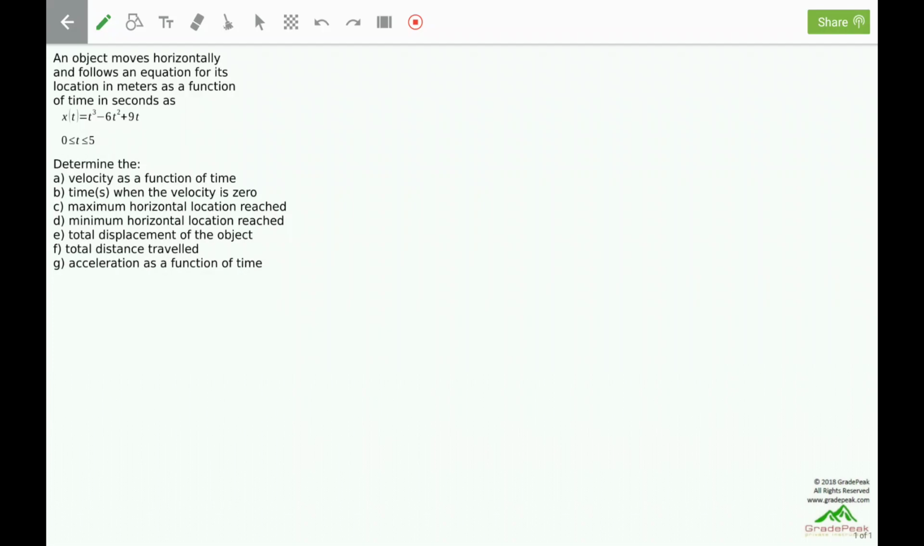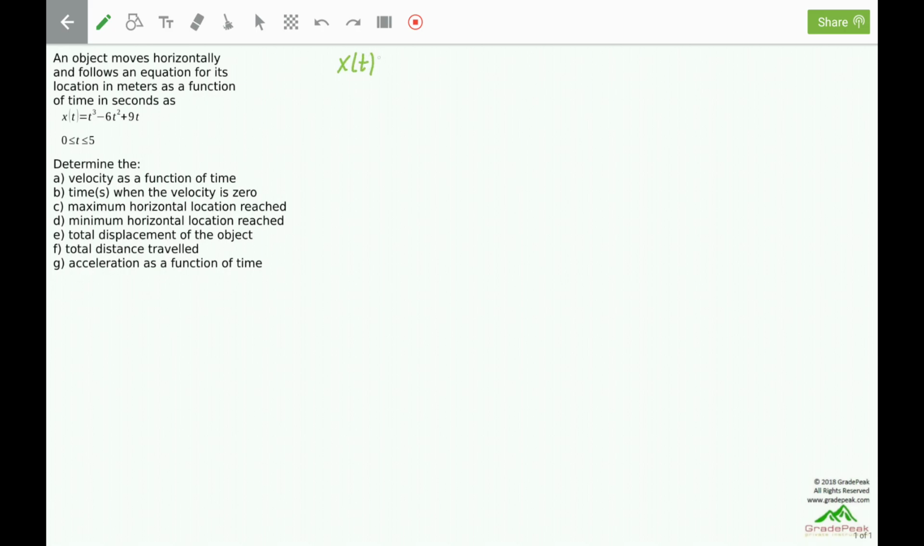An object moves horizontally and follows an equation for its location in meters as a function of time in seconds as x of t equals t cubed minus 6t squared plus 9t. T is between 0 and 5 inclusive. Determine the parts A through G.